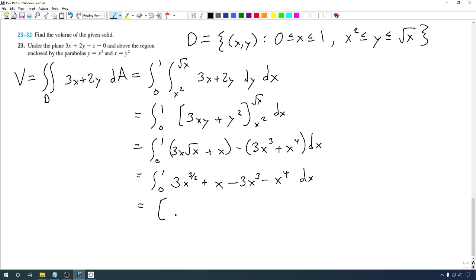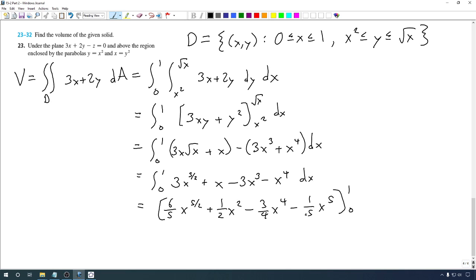So this one is going to be x to the 5 halves because we add 1 to that power, but then we end up dividing by the new power. So 3 divided by 5 halves is actually 6/5. The x here becomes a 1/2 x squared. The minus 3x to the third is going to be a negative 3/4 x to the fourth. And then finally, the minus x to the fourth becomes minus 1/5 x to the fifth. We're going from 0 to 1.